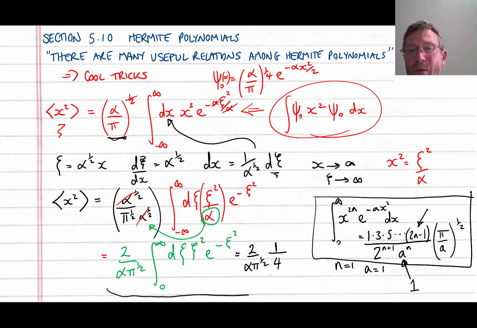So we end up with 1 over 4 multiplied by pi over 1 to the half. And when we calculate all these, when we just cancel the pi to the half, okay, and we cancel 2 with the 4. So we end up simply getting an answer that is 1 over 2 alpha. That's our final answer. So that was pretty easy.